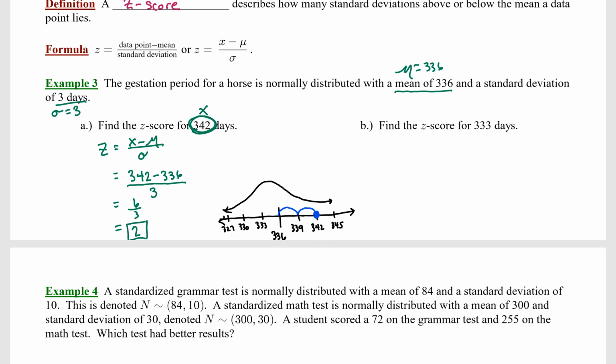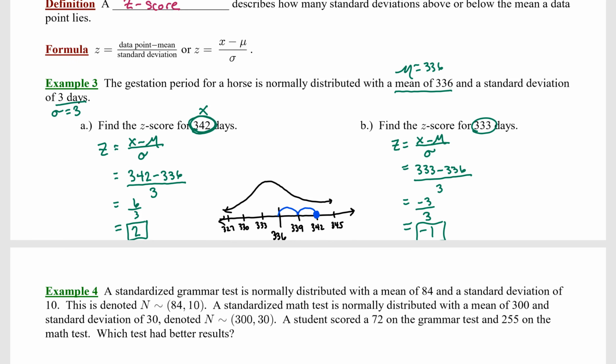Let's try another example. Let's find the z-score for 333 days. Now remember, the z-score is the data point minus the mean divided by the standard deviation. So we're going to take our data point, 333 days. We're going to subtract the mean, that's given to be 336, and we're going to divide by the standard deviation of 3. Notice in this case we get a negative 3 on top and a 3 on the bottom. So our z-score is negative 1.